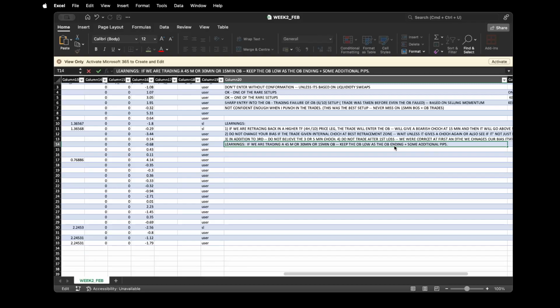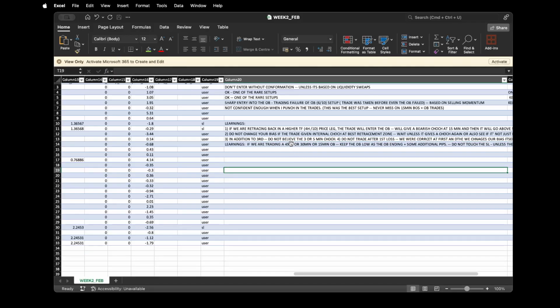This is the first learning: do not touch the SL unless the trade works 50%. Once the trade enters the order block and gives a change of character, we will enter the trade and keep the low of the order block as the SL. We will not be touching that low until we hit our 50% of take profit. Before that, we are just not going to touch our SL.